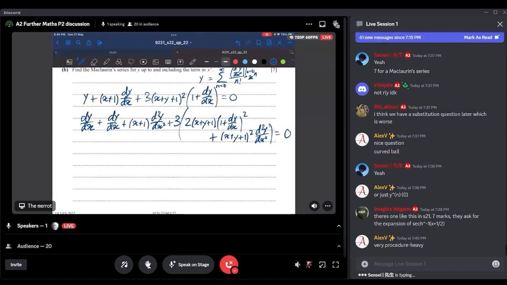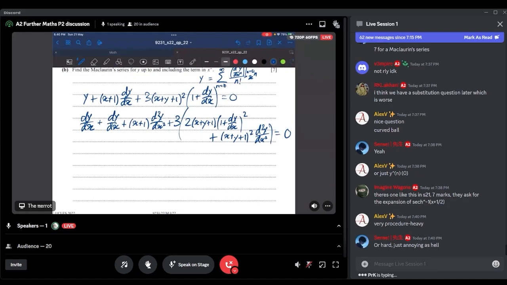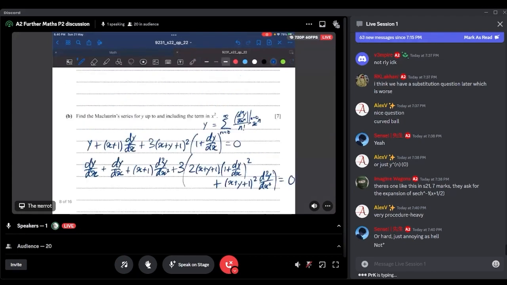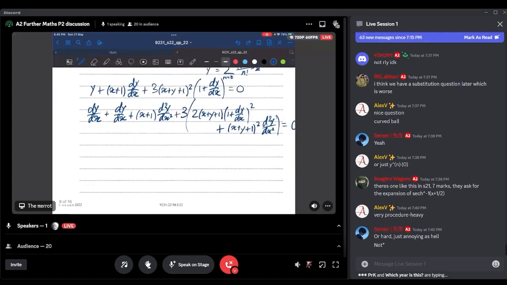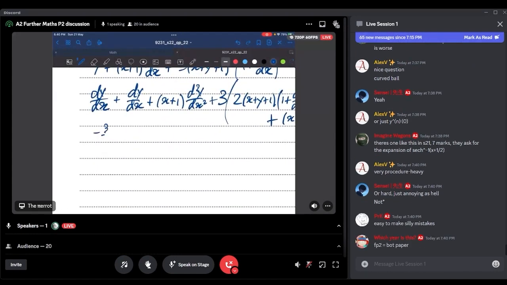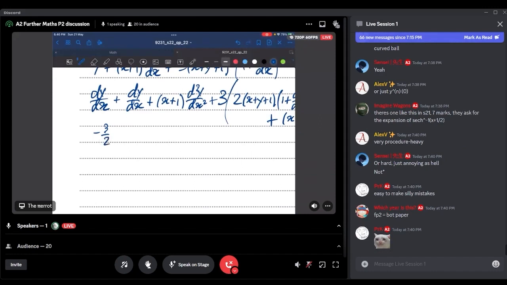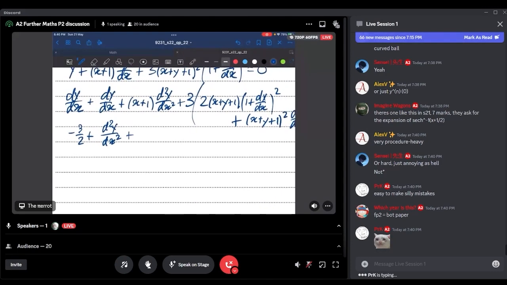Okay. Now that you've already differentiated, you just have to plug in the values. When x is 0, y is 0, and don't forget dy/dx is negative 3/4. So let's put everything in, negative 3/4. This is also negative 3/4, so I'm just going to multiply by 2. This is a 2 here. Plus d squared y/dx squared. Plus now, just plug in everything.